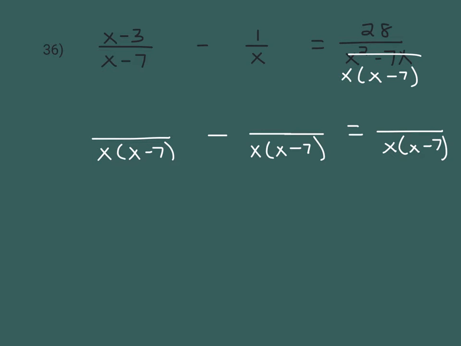All right, so let's look at the first fraction. What is this denominator missing that our common denominator has? Well, it's missing this x, right? It already has the x minus 7. It's just missing the x. So let's multiply the top and bottom by x. So x times x is x squared, and x times negative 3 is negative 3x.